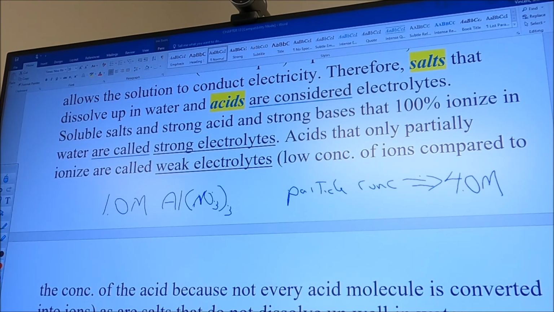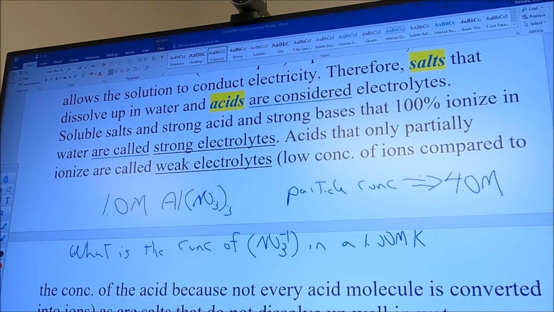Okay, now, the book kind of plays some games with you here. You might see a question like this. What is the concentration of nitrate ions in a 1.00 molar magnesium nitrate solution? Well, in one formula unit of magnesium nitrate, how many nitrates are there? 2. So our concentration of nitrate here would just be 2 times 1, 2.00 molar. Okay? So watch out for things like that. Don't be spooked. You got this.